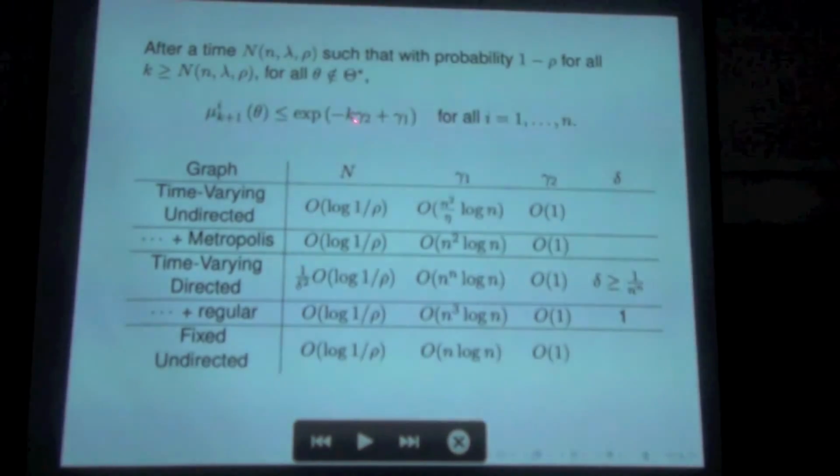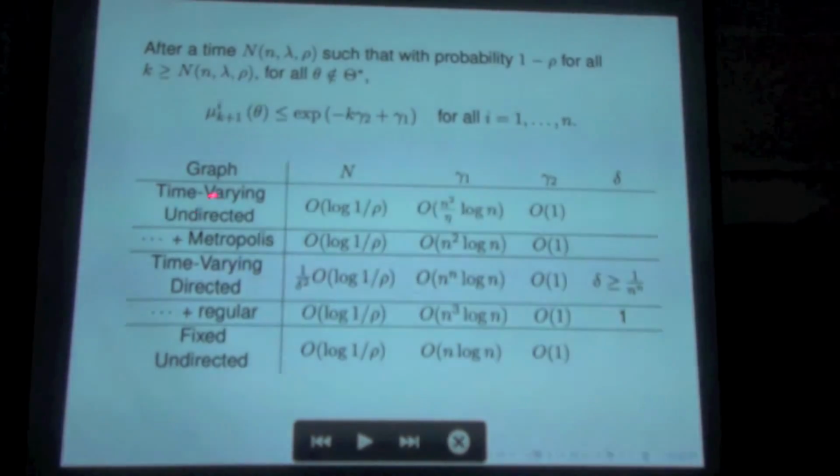Now, remember the rate of convergence here, gamma 2, is also the same for all the cases. So basically, it does not matter what type of graph you have. The convergence rate is always the same. It's some constant value. And what changes here is gamma 1. So gamma 1 is like a little delay that you need to wait before this number kicks in, right? So for the case of fixed undirected graphs, gamma 1 is like O(n).